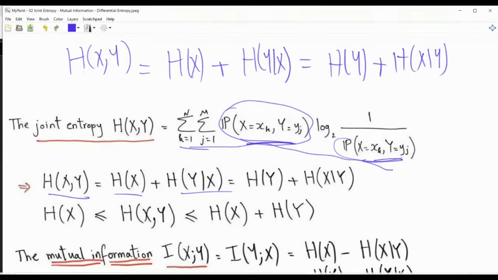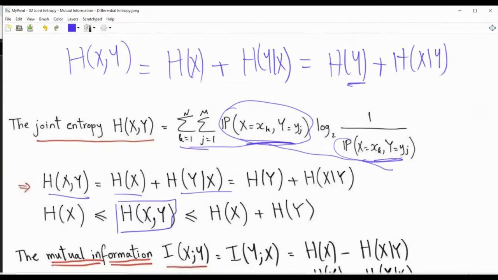H(X,Y) is the uncertainty about two random variables X and Y. It's the uncertainty in X plus the uncertainty of Y given X, or it's the uncertainty in Y plus the uncertainty of X given Y. Okay. So now, this is H(X,Y).